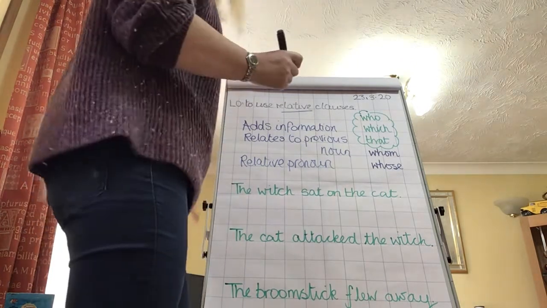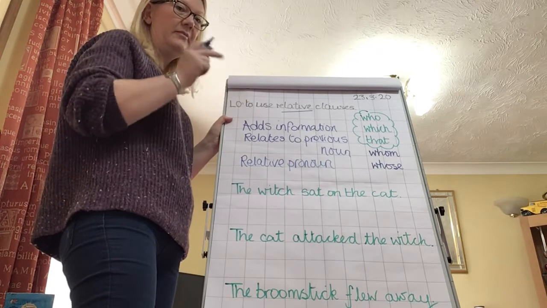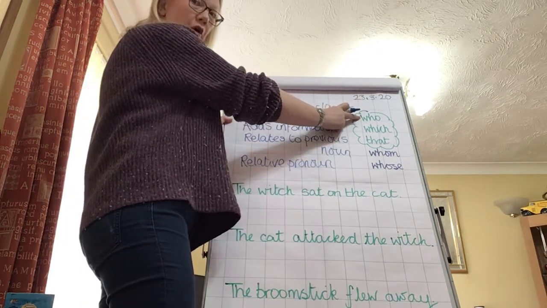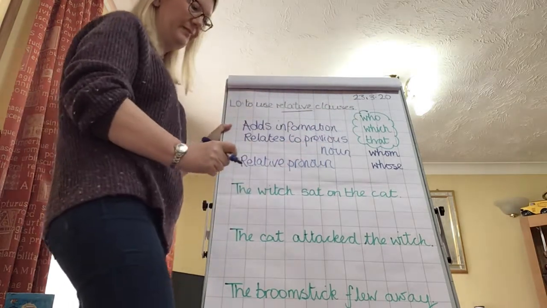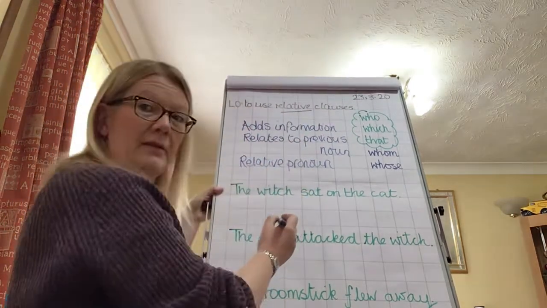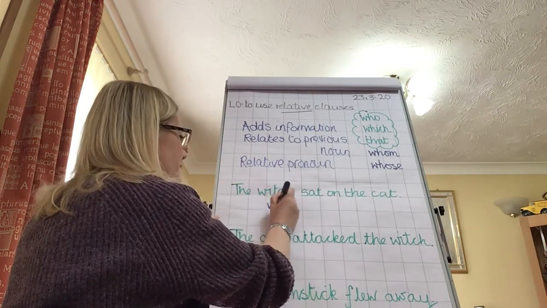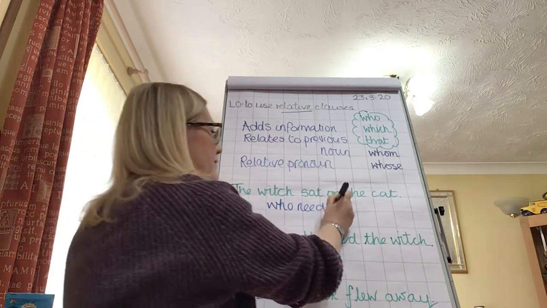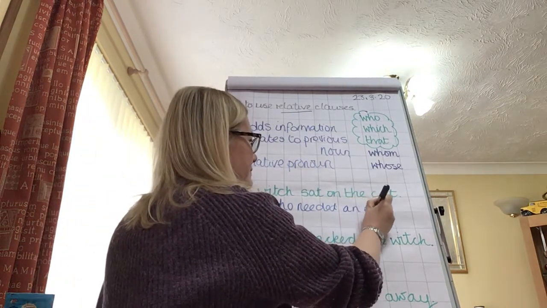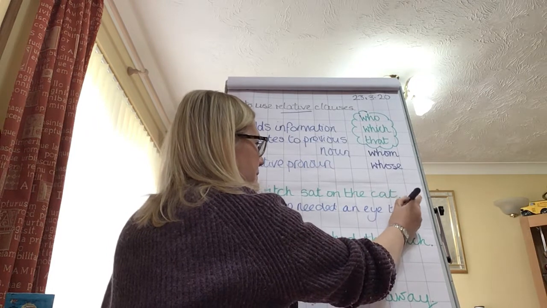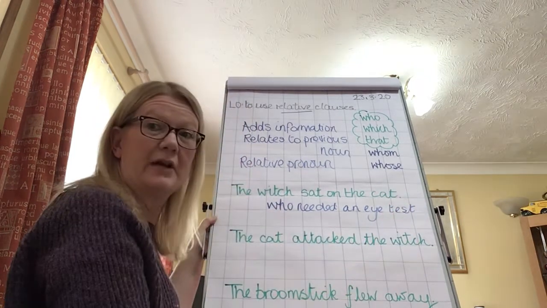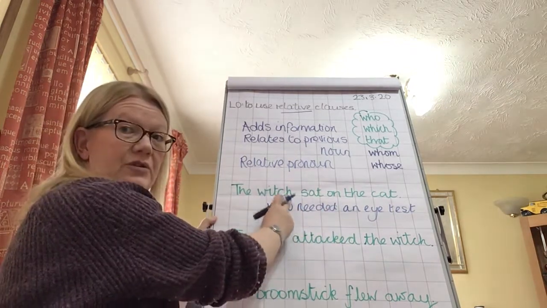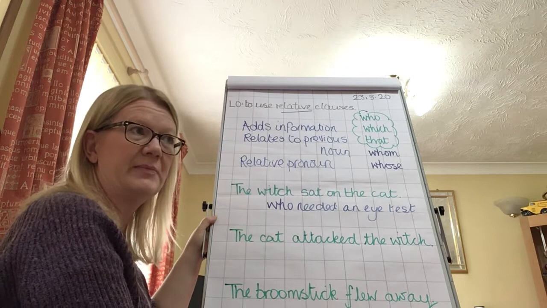So the witch is a person. Because she's a person, I'm going to use the relative pronoun who. That's only used for people. So the witch who needed an eye test sat on her cat. I've added extra information. It's a relative clause and it's introduced with the relative pronoun who because she's a person.